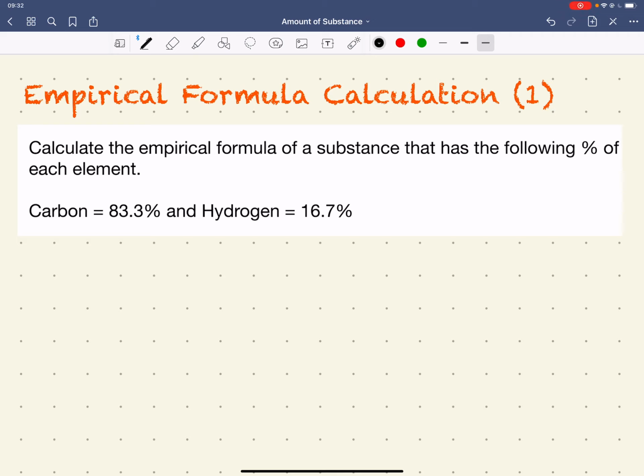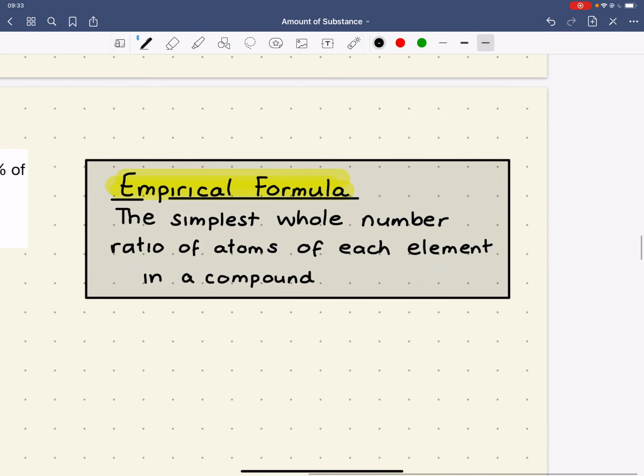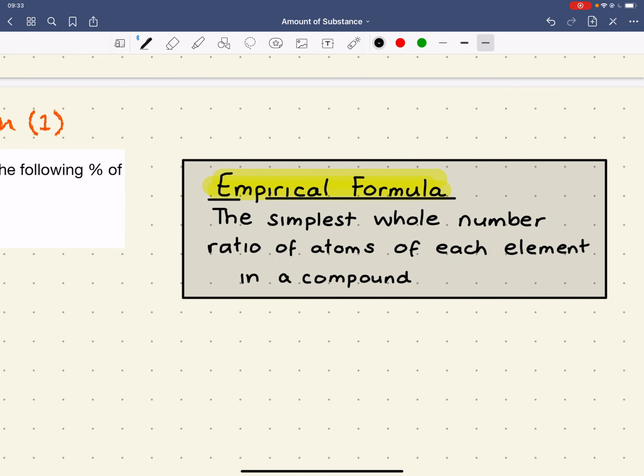Here we're going to look at empirical formula calculations, and we've got a question here which is asking us to calculate the empirical formula of a substance that's got the following percentage of each element. You've got 83.3% of carbon and 16.7% of hydrogen. Remember that the definition of the empirical formula is the simplest whole number ratio of atoms of each element in a compound.